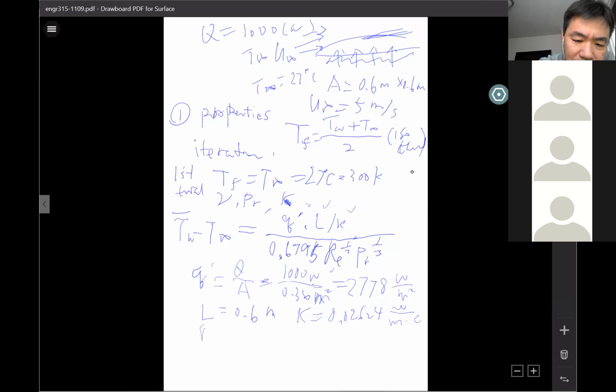Reynolds number based on the Reynolds number equation is 1.91 times 10 to the 5. I know it's laminar boundary layer, still not reaching 5 by 10 to the 5 turbulent yet. So everything we learn here is valid.